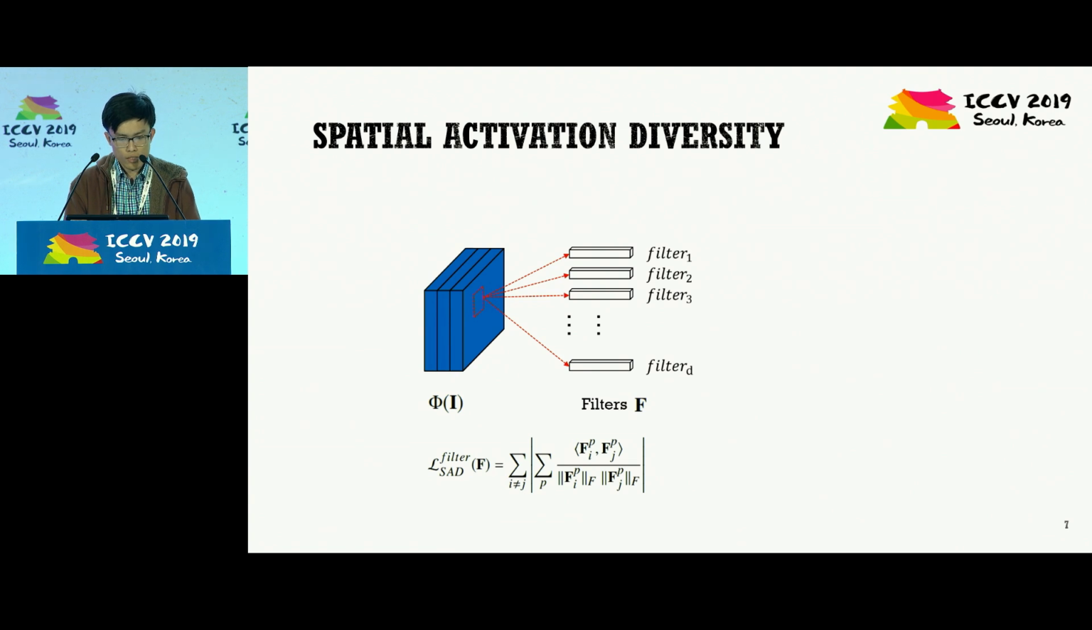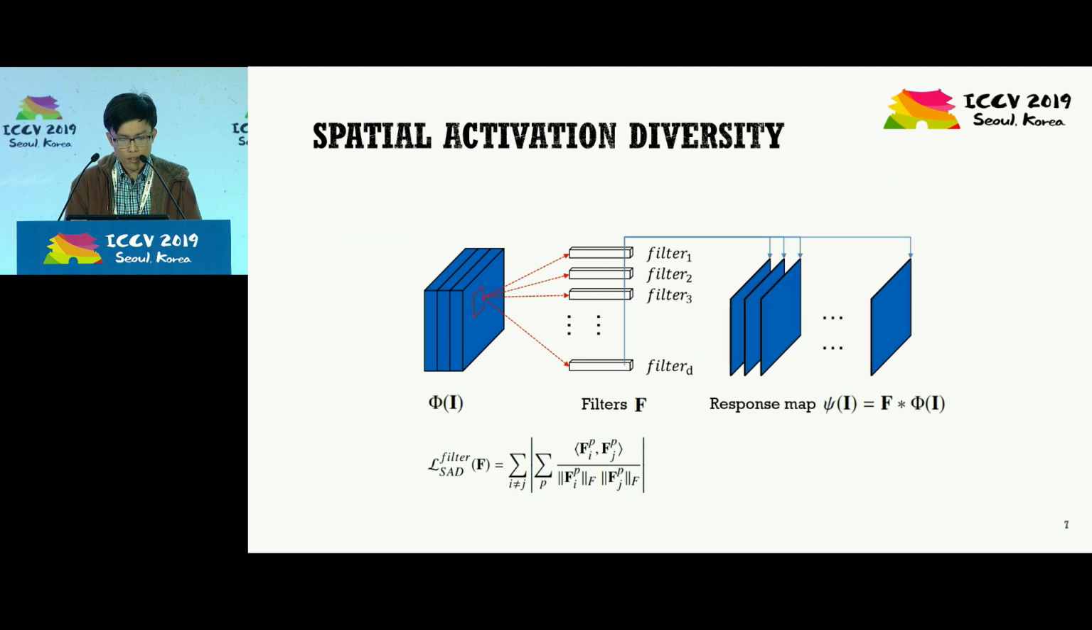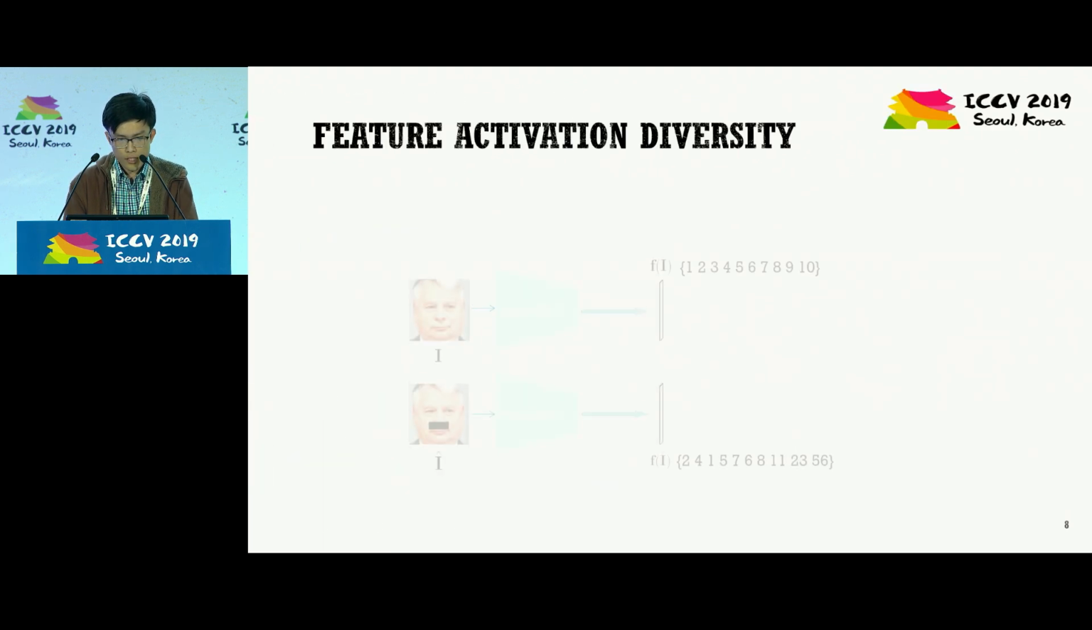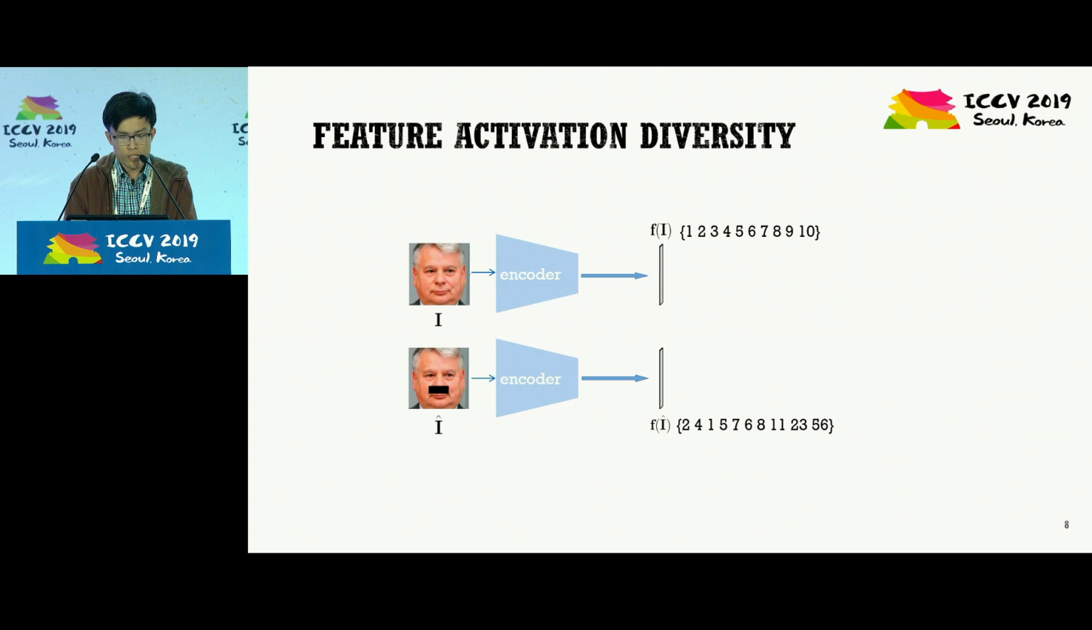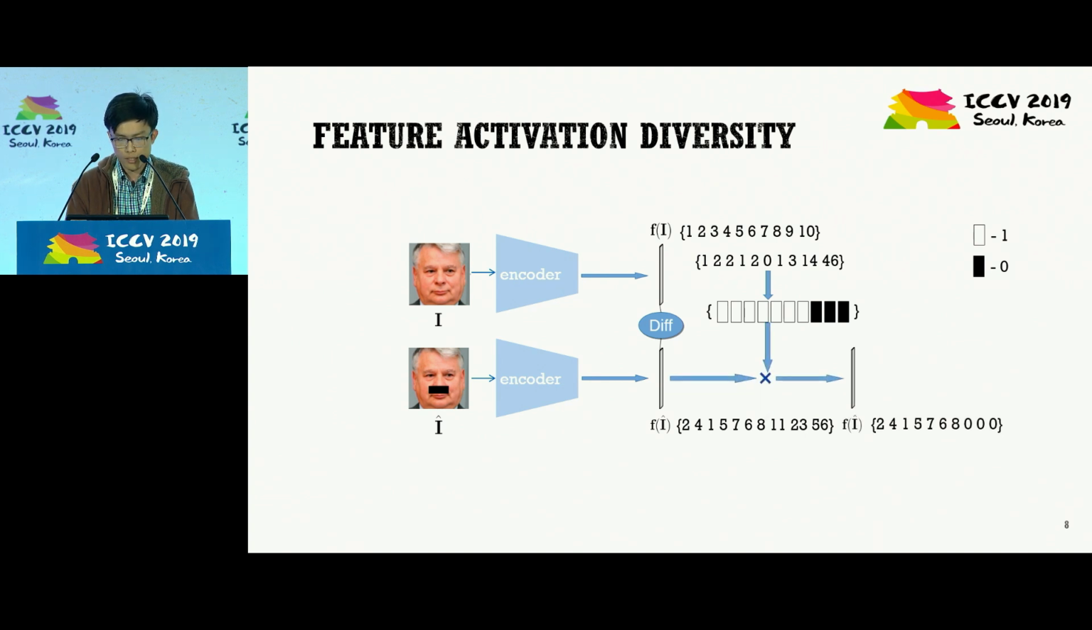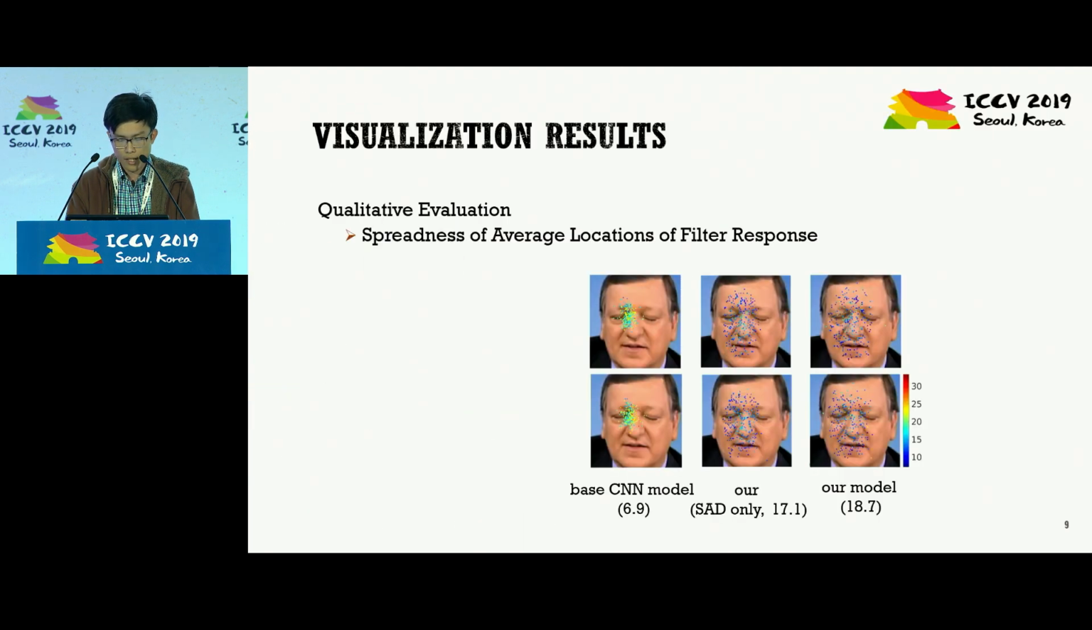So now let's take a look at the first loss function, the spatial activation diversity loss. We would like to encourage the filters and their responses to be orthogonal. This orthogonality makes the filters respond to different image structures. For the feature activation diversity loss, with the two features of the input face image and its occluded version, we first compute their difference and then mask out the elements with a big difference. Those elements are supposed to be the elements associated with the occluded region. The FAD loss will try to minimize the difference between the two identity vectors among the remaining elements.